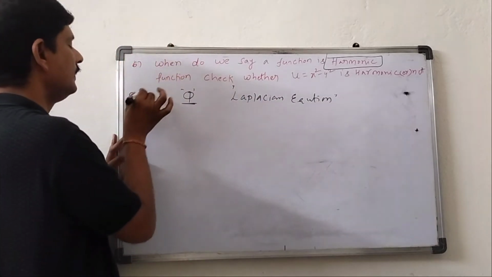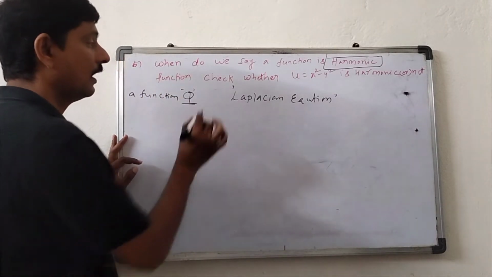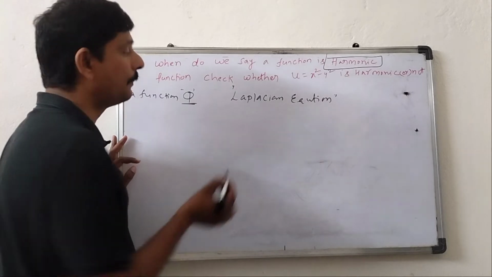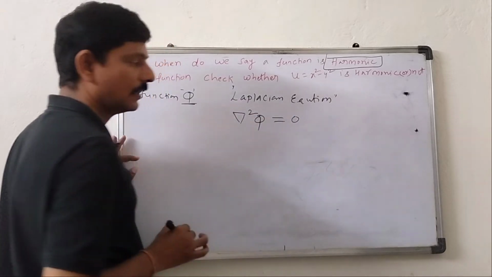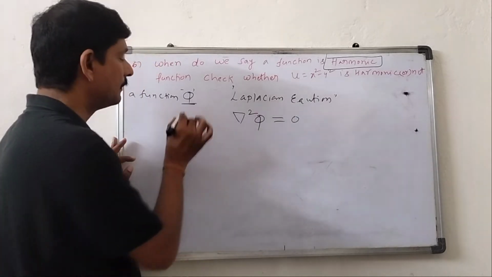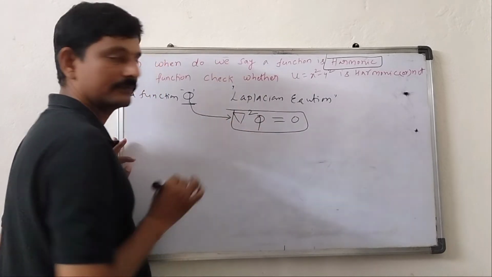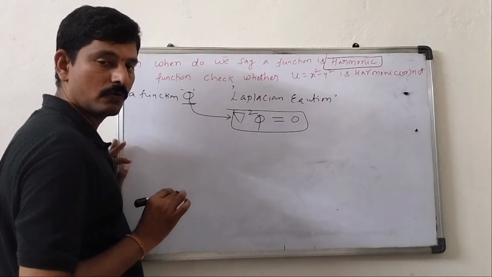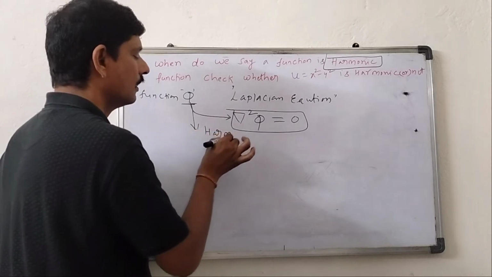A function phi is said to be harmonic function if it satisfies Laplacian equation. What is Laplacian equation? Then you may get a doubt. Laplacian equation is nothing but ∇²φ = 0. ∇²φ = 0 is the Laplace equation. It satisfies Laplacian equation means ∇²φ equals 0. That means a function phi which satisfies the equation ∇²φ = 0, which is called Laplacian equation, then the function phi is called harmonic function.